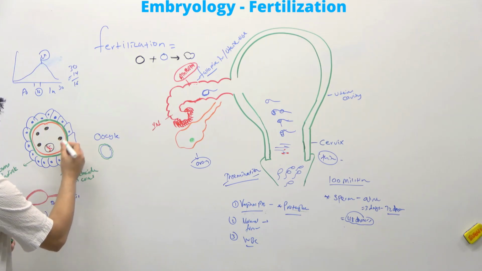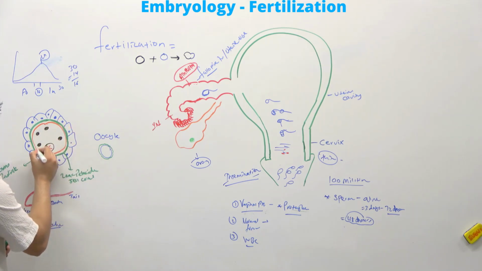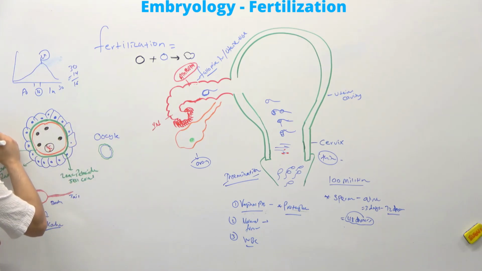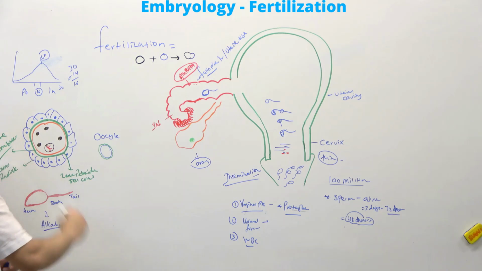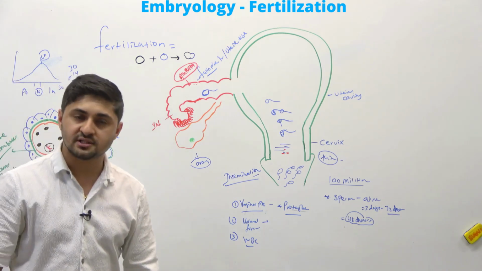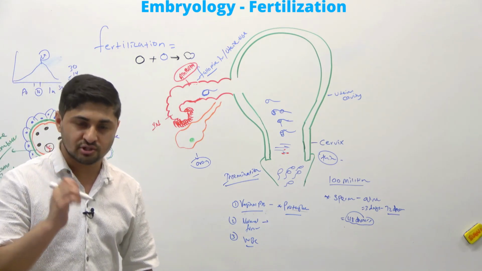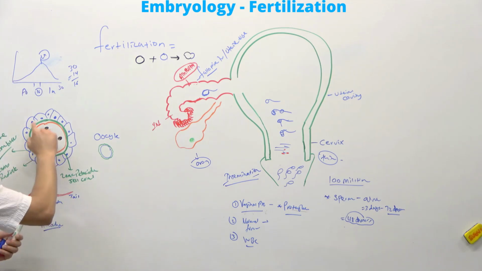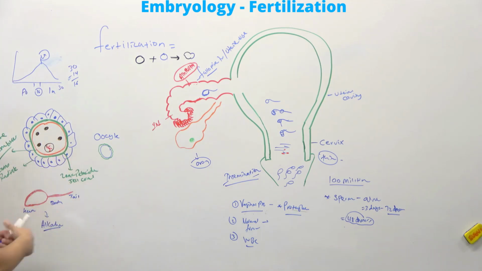And then the inner layer is called the vitelline membrane. And what is the vitelline membrane? It's nothing but the plasma membrane of the oocyte. The plasma membrane of the oocyte, we call it the vitelline membrane, right? And you have a granular layer and you have a nucleus. Remember, this whole cell is this oocyte. This is an ovum, we can simply say.